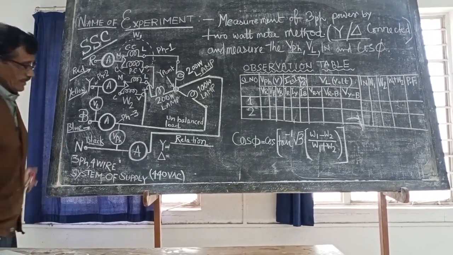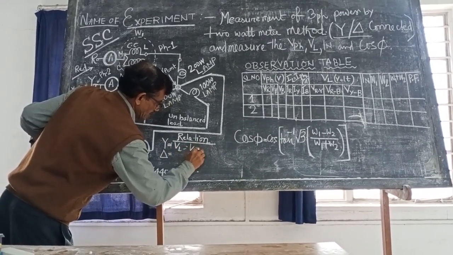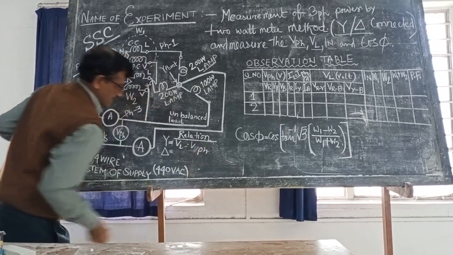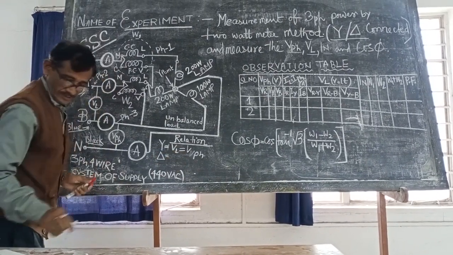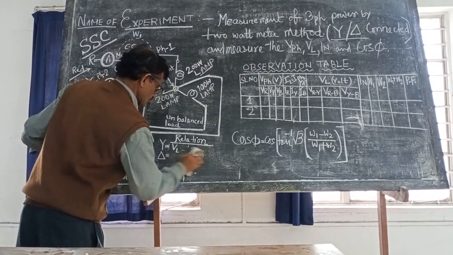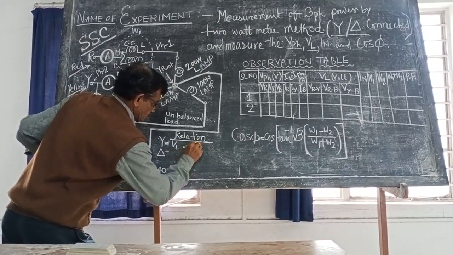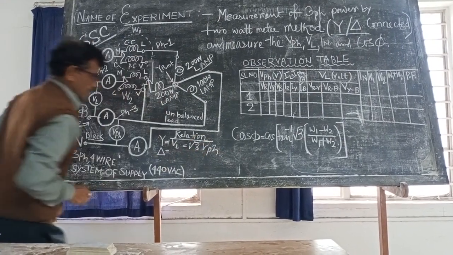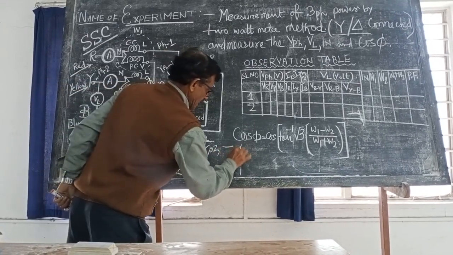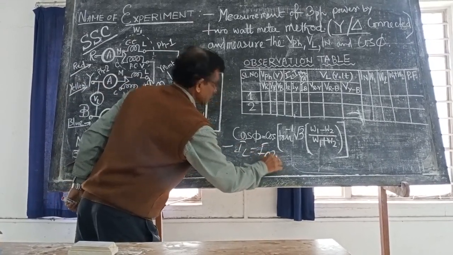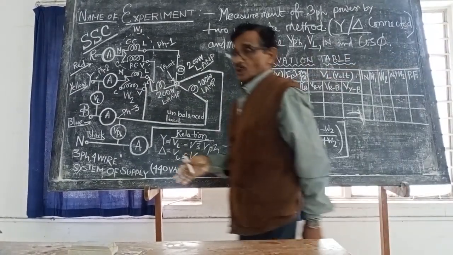In the star system, VL is equal to root 3 V phase, and in the delta system VL is equal to V phase. In the star system IL is equal to I phase. That is why it is written here IL is equal to I phase. Now we will do the experiment.